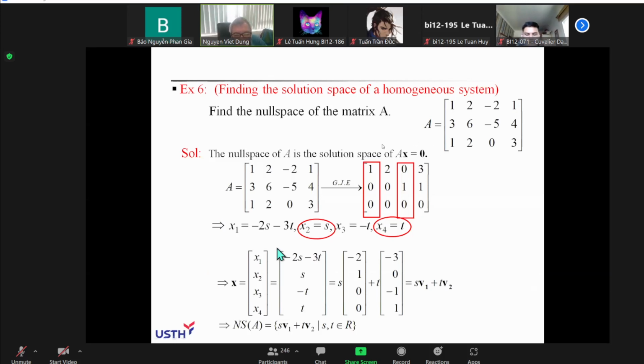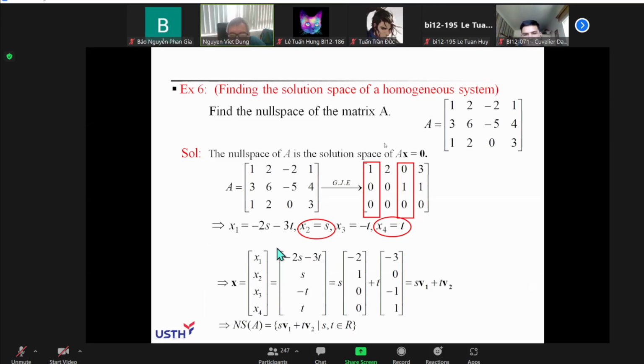How can you solve it? You need to find all solutions, and you need to write them in the form of a subspace. First, you apply Gauss-Jordan elimination to transform A into that matrix. And that matrix is already in row echelon form. In that, now we pay attention to the leading ones. The leading ones are here and here. It means that we have two columns containing the leading one.